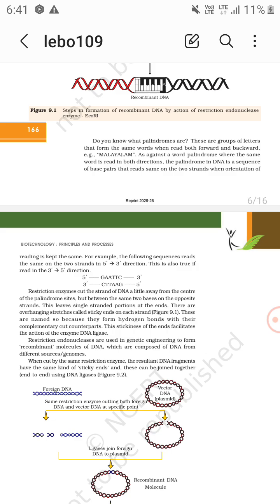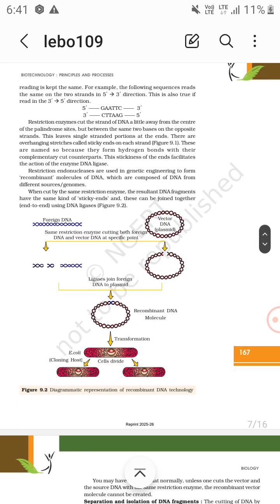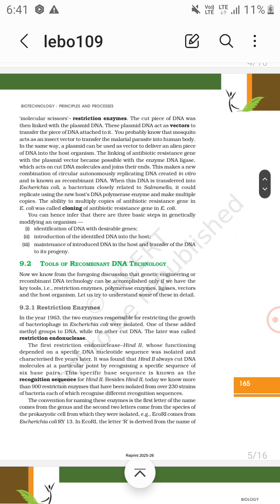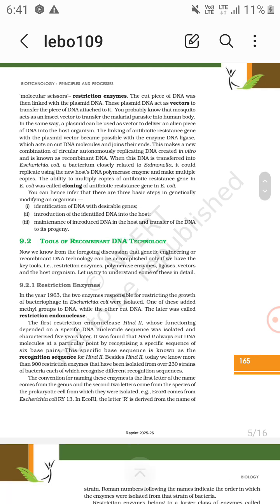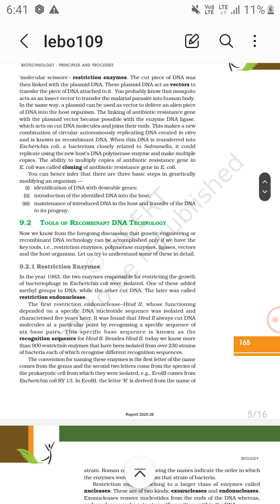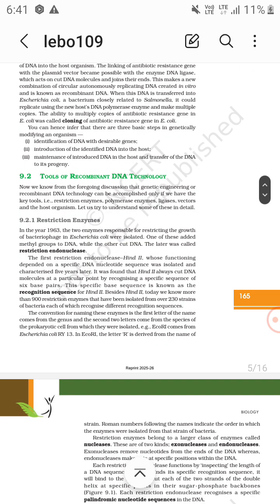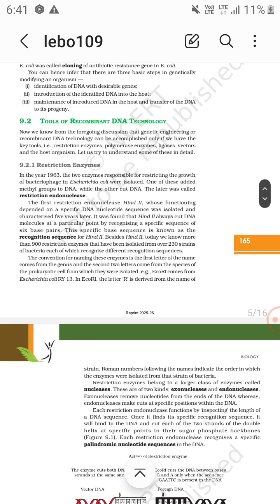What about the restriction enzymes? The first restriction endonuclease enzyme is HindII. It is not EcoRV, it is HindII. Now remember this.